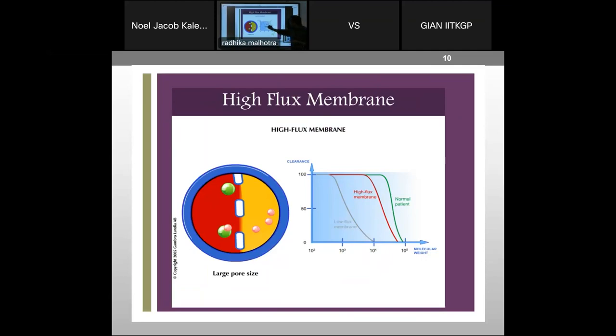So you have a low flux membrane that has less than 10 ml, or you can have a high flux membrane that has greater than 20 ml. This is ml per meter square per hour per mmHg. You could either have a low flux, which is commercially available. Nowadays high flux membranes are available that are greater than 20 ml per meter square per hour, but it never reaches a natural kidney or a real kidney.